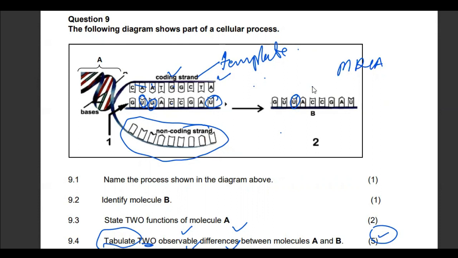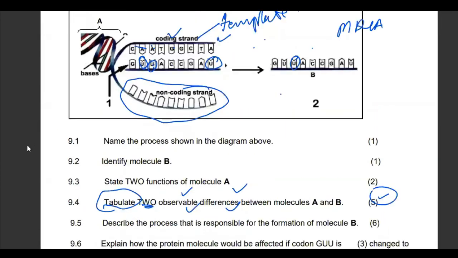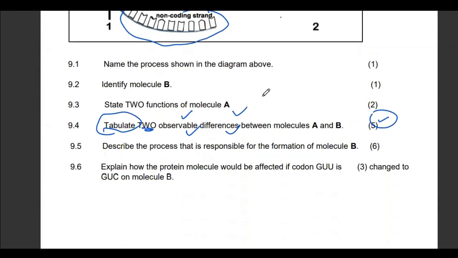So basically, that's what you're supposed to explain. Please don't try to bridge it, because it's a process. One step leads to the other. If you start with what is at the bottom, then you lose marks because the sequence is not the same. So you cannot start with the last step and then end with the first step. You have to start with the first step and then end with it. Yes. So molecule B, we said it is messenger RNA. Name the process: it is transcription.